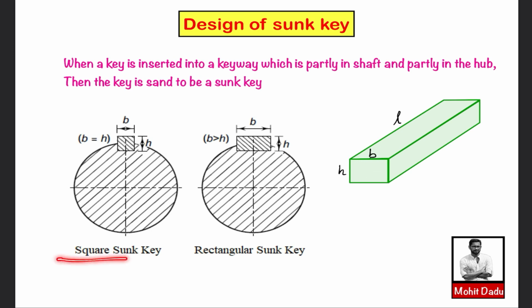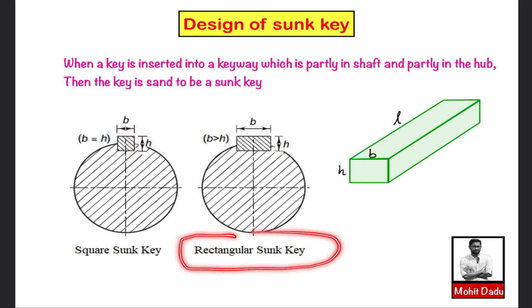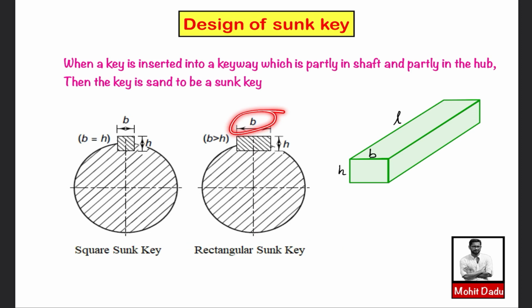Here you can see two types of sunk key. The left one is showing the square sunk key, where the width and height of the key, B and H, are equal. This is known as the rectangular sunk key, where B and H are different values, B is greater than H. The other dimension of the key is the length, which is inserted into the shaft. So the slot length will be equal to the key length. Here we have to find the dimensions B, H and L.